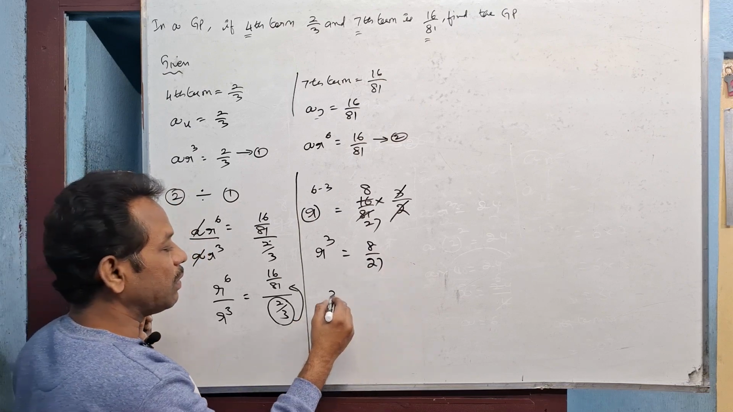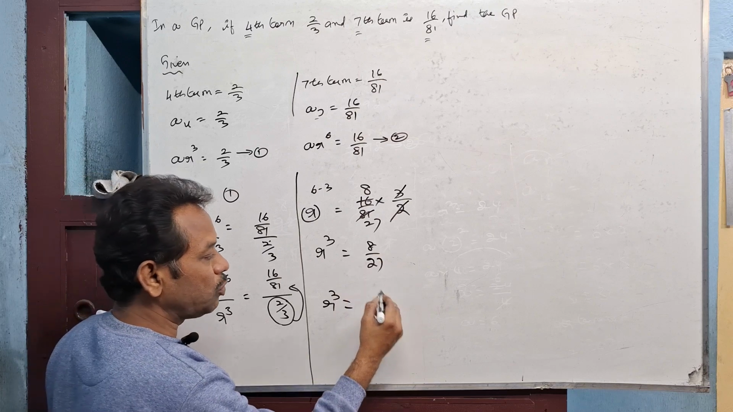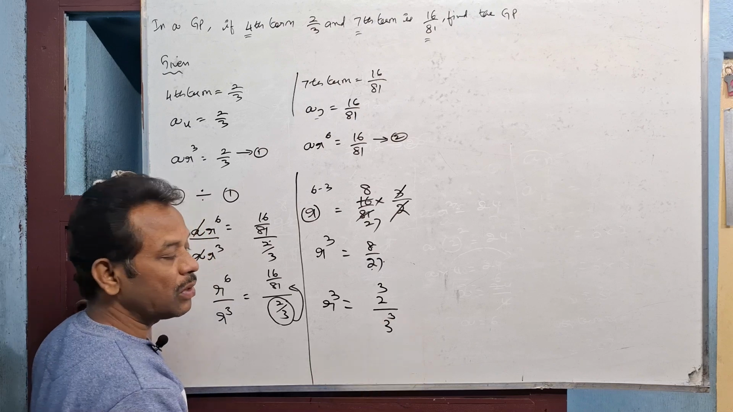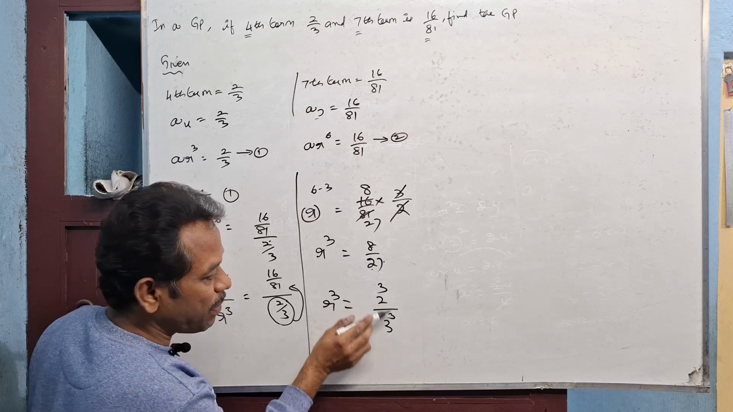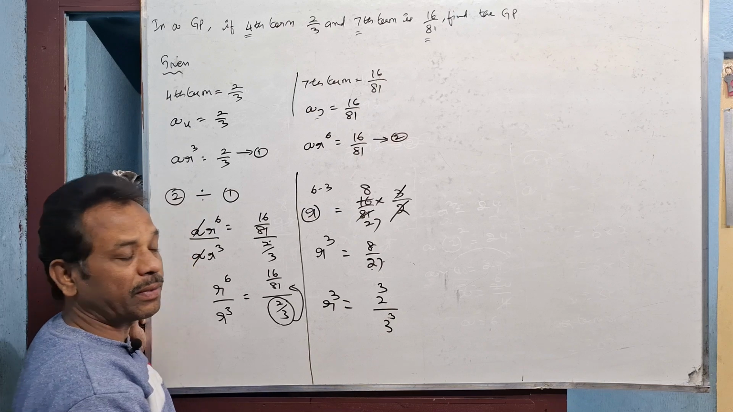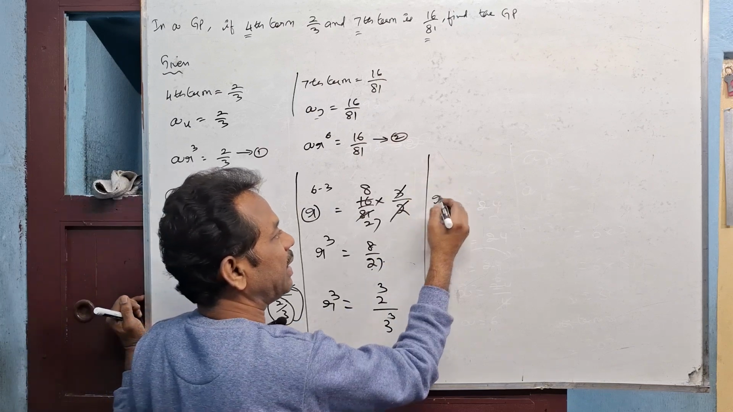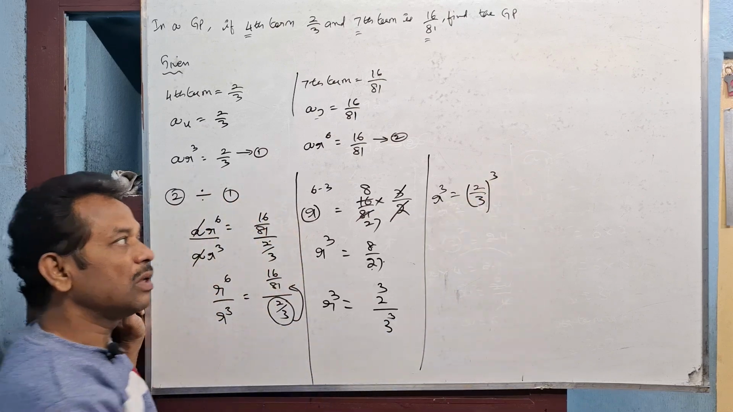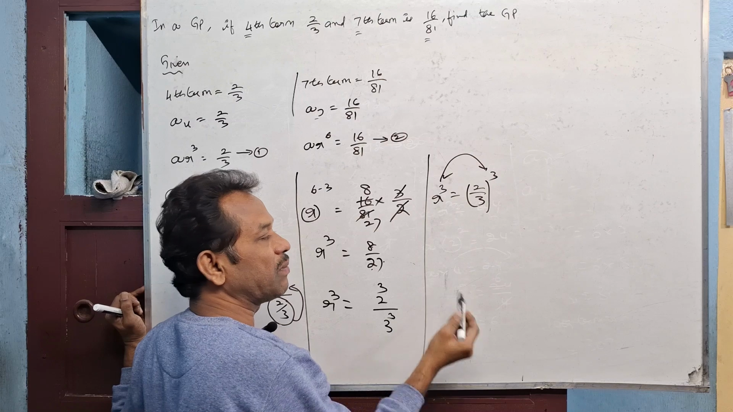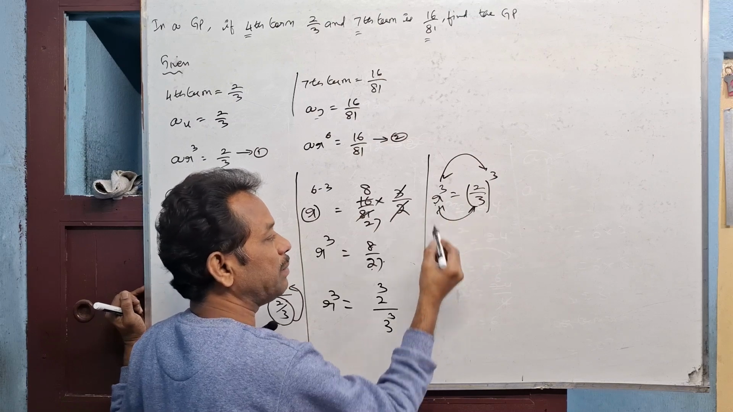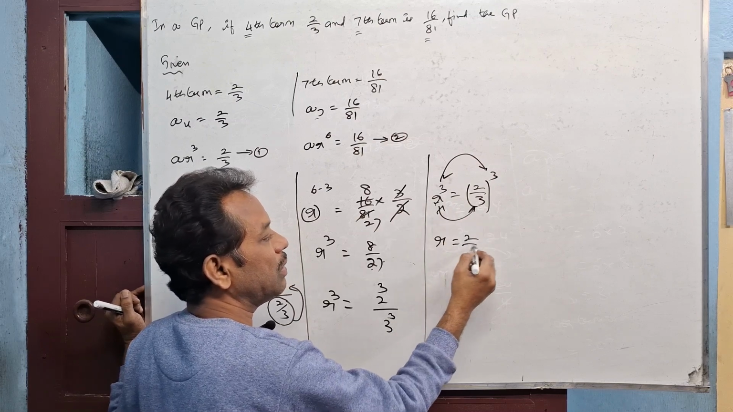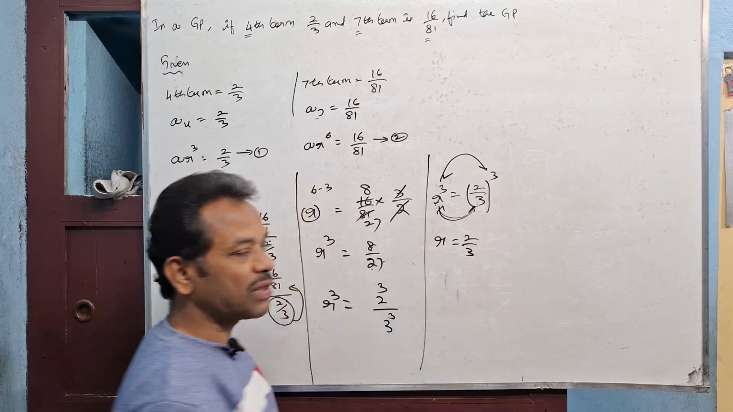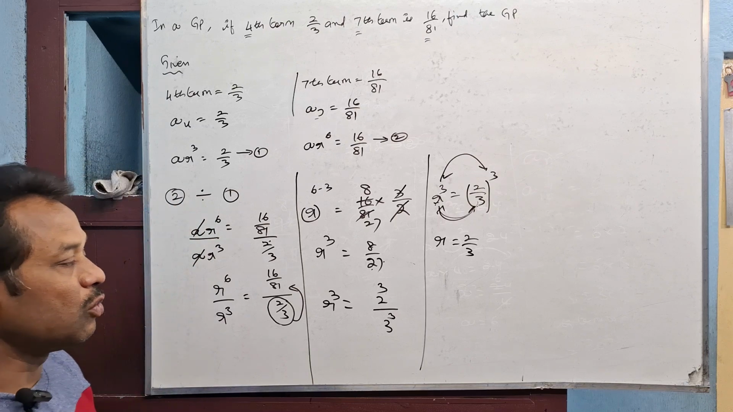Now R cube equal to, 8 can be written as 2 power of 3 and 27 as 3 power of 3. Look at the powers: the powers of the numerator and denominator are the same. So we can write it as 2 by 3 whole power of 3. Now both the powers are equal, then the bases are equal. So R equals 2 by 3. When the powers are equal, the bases are also equal. So I got R as 2 by 3.